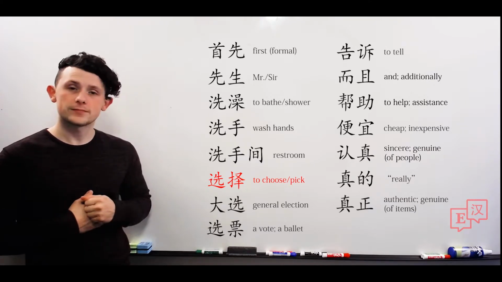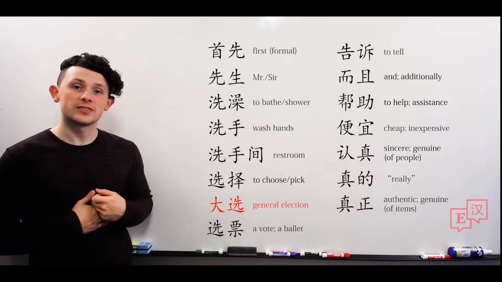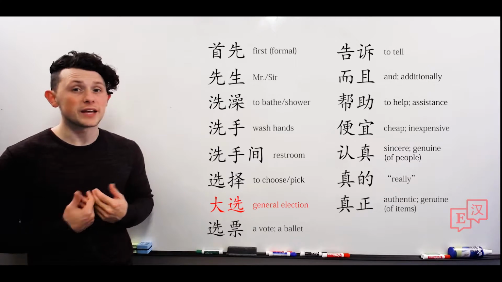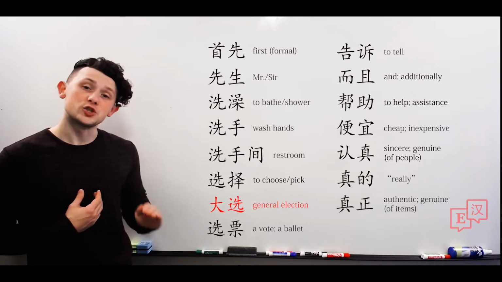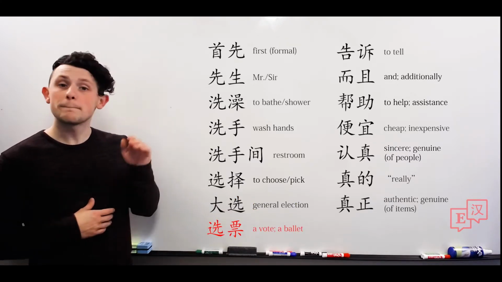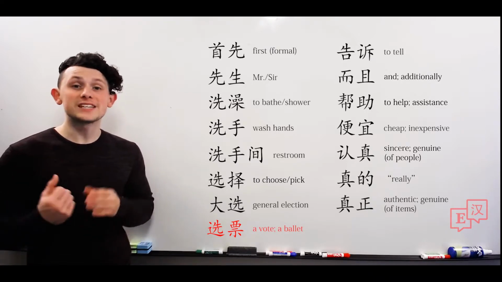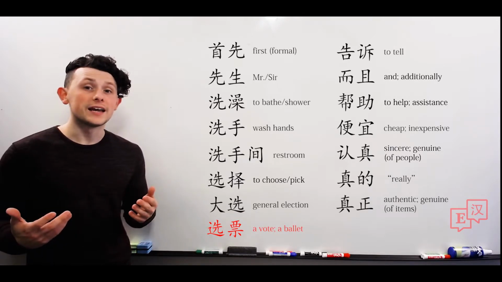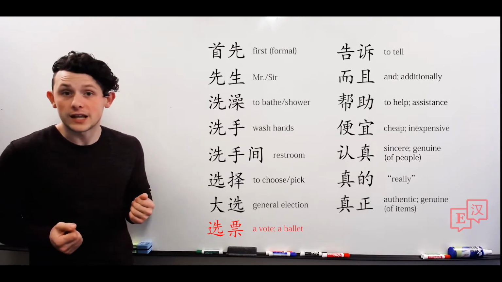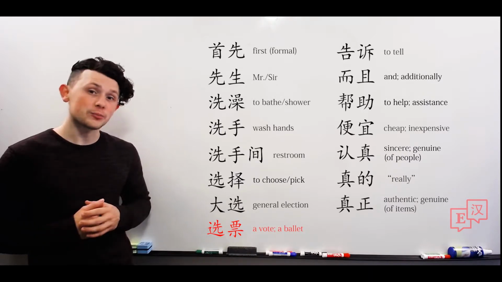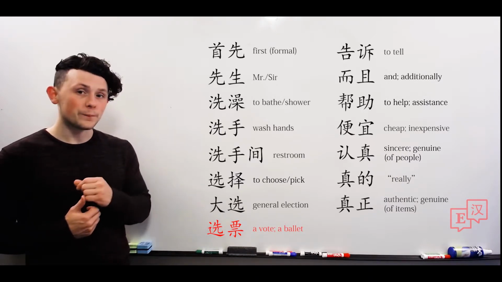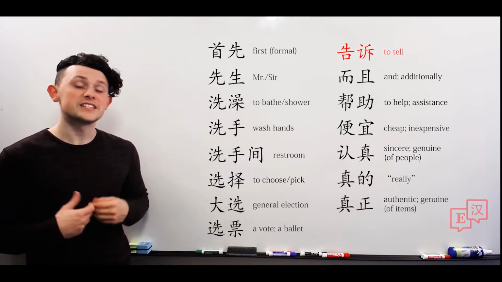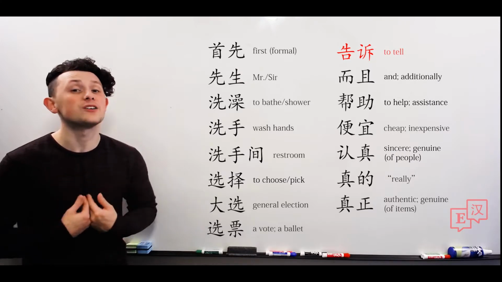选择. 大选, the big choice, is an election, a general election like in a democratic country. 选票, the choosing ticket, is a vote or ballot. This can be in an election, in a draft, or choosing something online with your friends in a shared chat group.